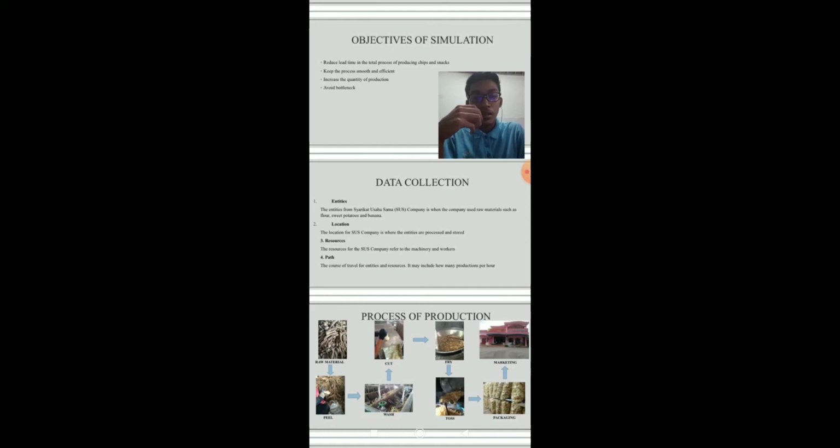Next, for the peel process, tapioca will be collected from the plantation, and the workers will peel off the skin. Next, for the wash process, the tapioca will be washed until it is clean, for 15 minutes. Next, for the cut process, when the tapioca is already washed, it will go into the machine to be cut into slices.